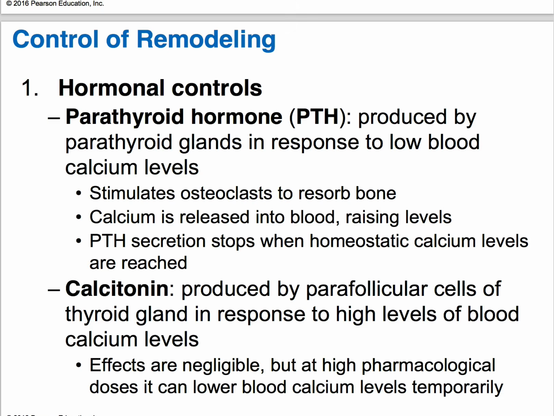Now calcitonin is produced by parafollicular cells of your thyroid gland. These are called C cells, and they also get secreted in response to high levels of blood calcium. So calcitonin, again, its effects are negligible, but at high pharmacological doses, it does appear to decrease blood calcium levels temporarily. Now, whether calcitonin has an effect in the body is not very clear. The old school thought was that yes, it did, but now they're thinking that it probably doesn't have much to do with it. They're still figuring out what this hormone is for. But it does have the potential to decrease high levels of calcium.